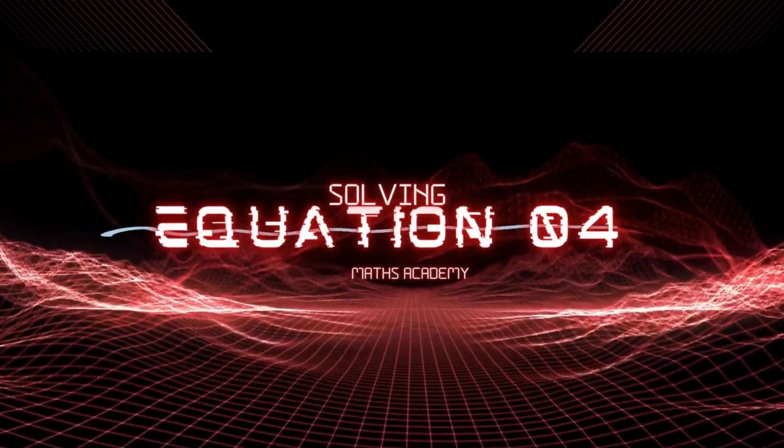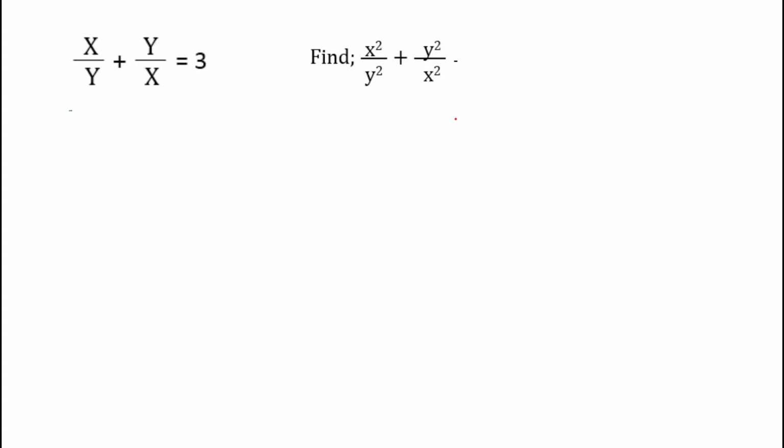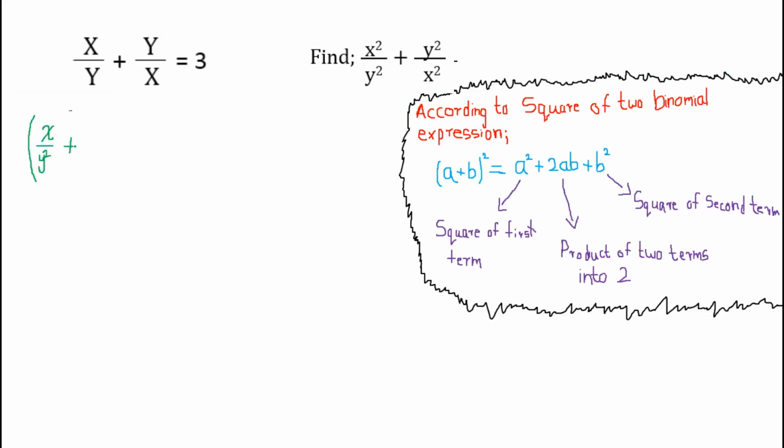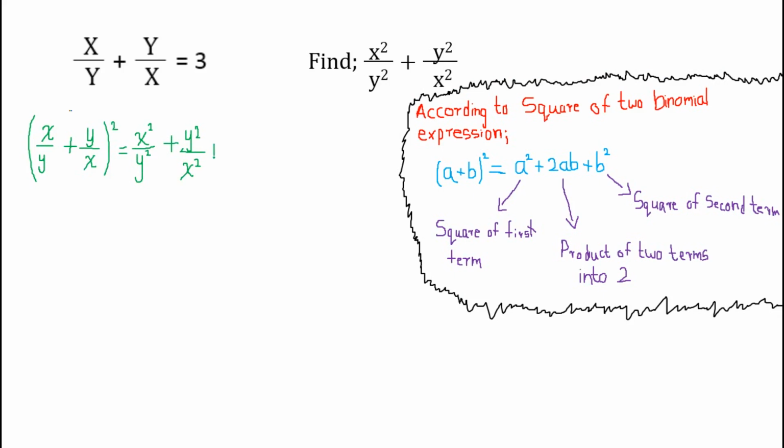Equation number 4. Well, by looking at the equation, you might have guessed the answer 9. But wait, that's where you're wrong. When we use the square of two binomial expressions theory, we know that a plus b squared will be equal to a squared plus 2ab plus b squared. You might be curious how these values come. Well, this is how. Now when we square the first equation, we get the values x squared over y squared plus y squared over x squared.